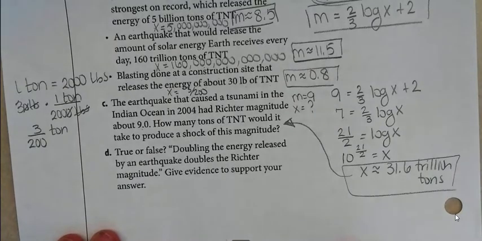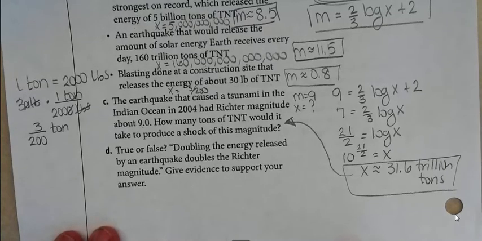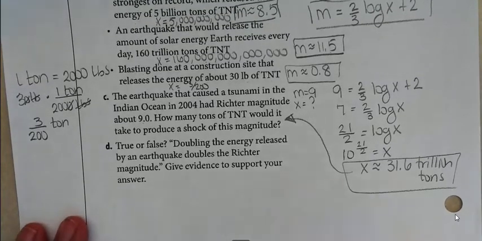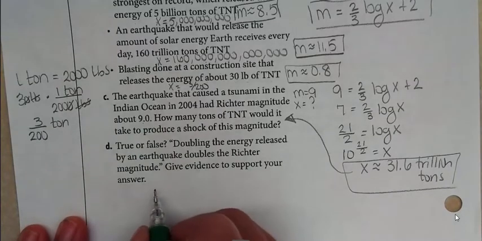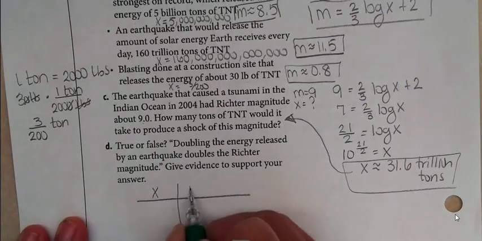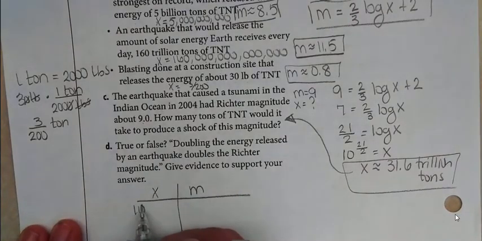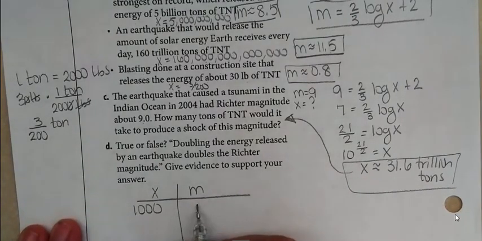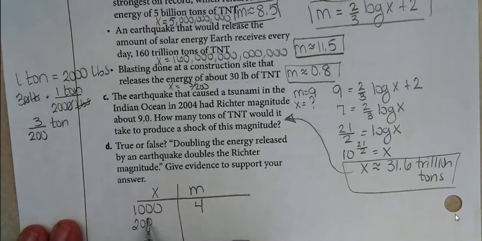So true or false? Doubling the energy released by an earthquake doubles the Richter magnitude. Give evidence to support your answer. Okay, I'm going to do this pretty easily. I'm going to make a table of values. I really like a table of values. And I'm going to start with 1,000, which we started with. And then I'm going to double that each time. So if I double it, I'm going to get 2,000. Then doubling that, I get 4,000. Doubling that, I get 8,000.